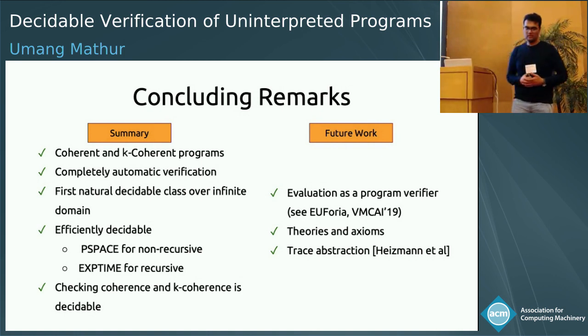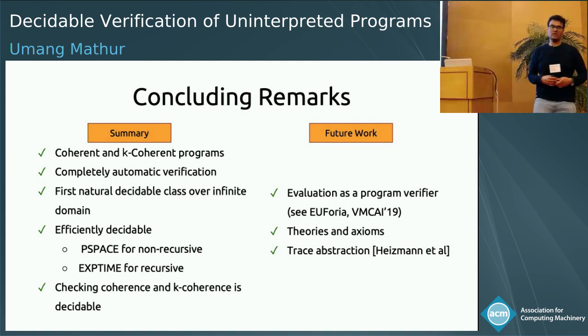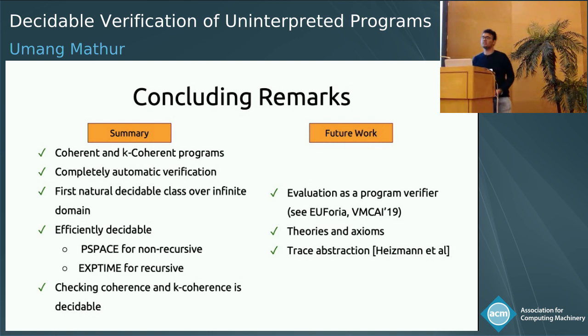More generally, there are more automata theoretic techniques like trace abstraction due to Heizmann et al. that are effective in proving programs correct. And we'd like to see if the assumptions of coherence enrich the kind of programs that you can prove correct. So overall, we are very excited about this result, and we believe that this opens up a lot of new research questions for the programming languages community. Thank you.